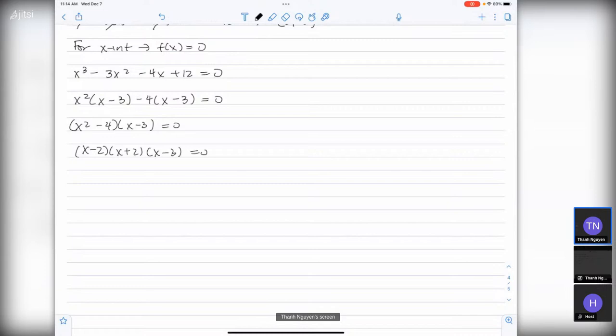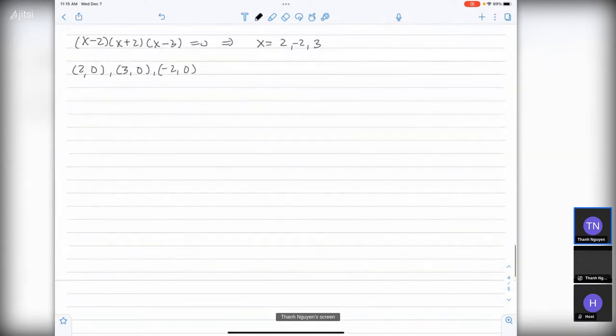So then you have x equals 2, negative 2, and 3. So then your x-intercepts are 2, 0, 3, 0, and negative 2, 0. Okay. That's your solution for that.